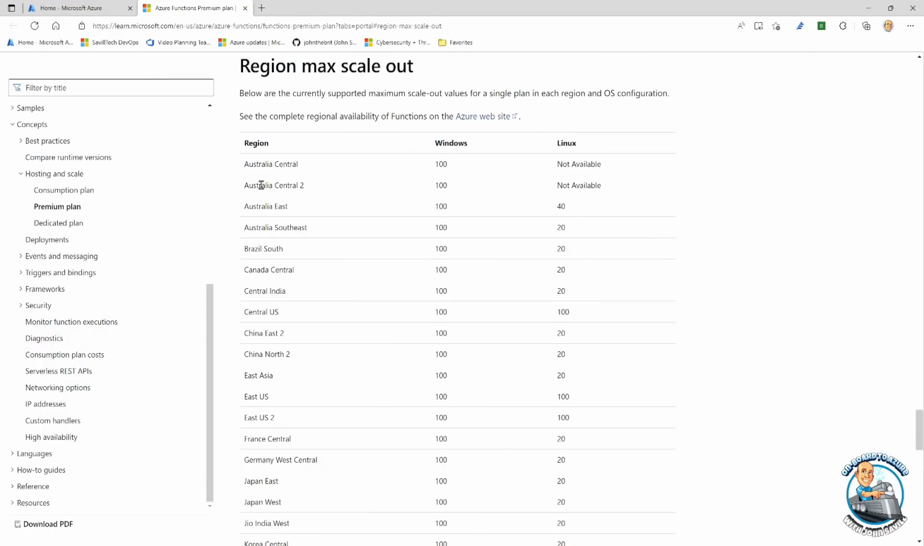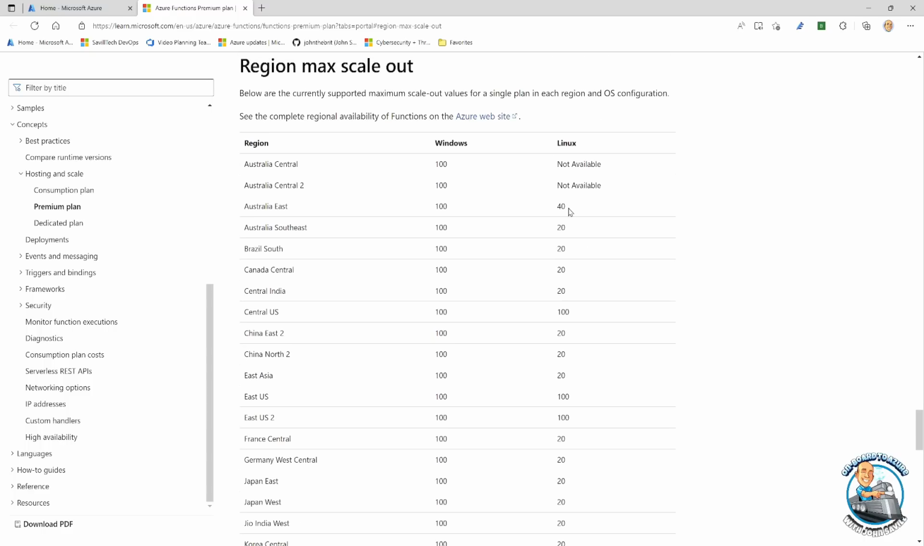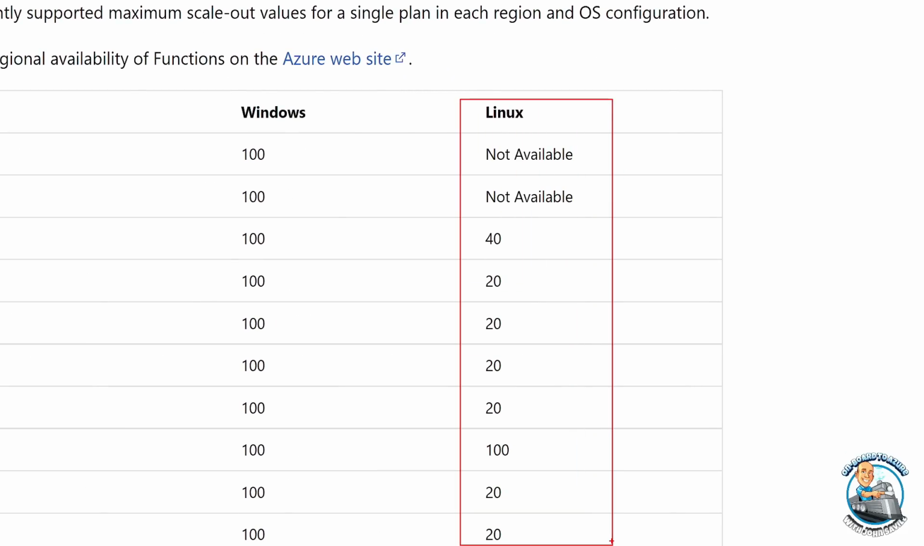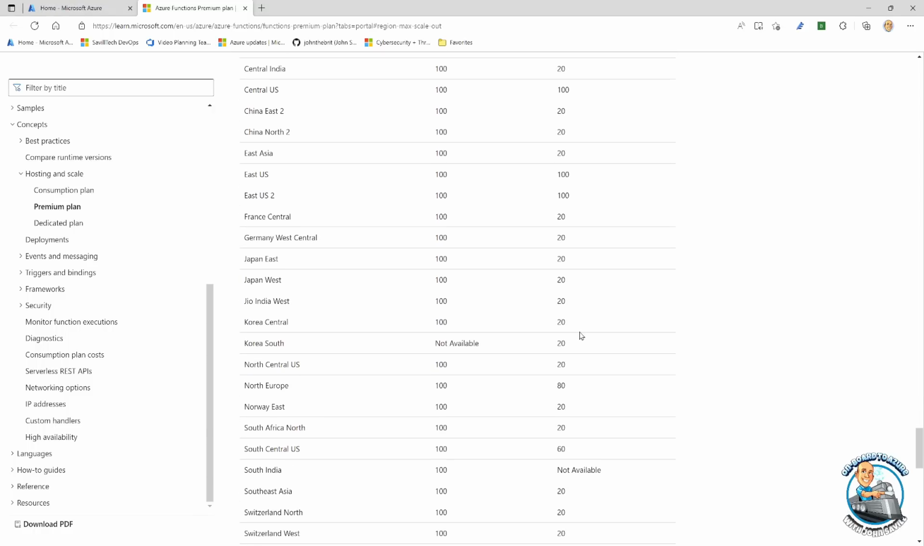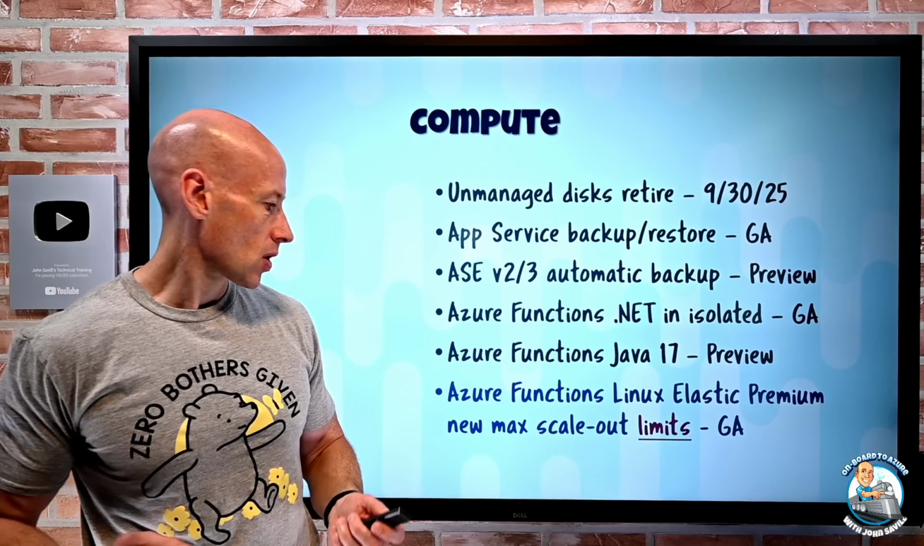It does vary by region. You can see all these new limits. And it's really the Linux Elastic Premium that has increased. You can see on this right-hand side here, this has gone up in a large number of the regions, what that max Elastic scale can now be. So that's really the big change there.